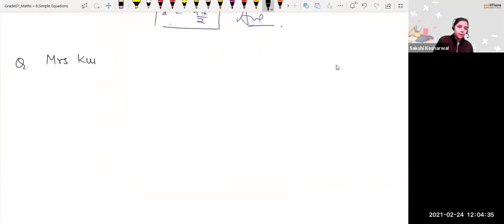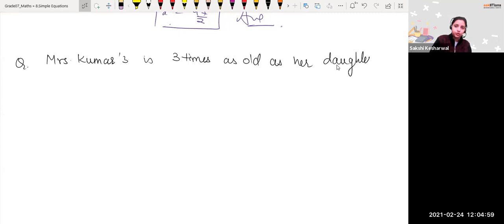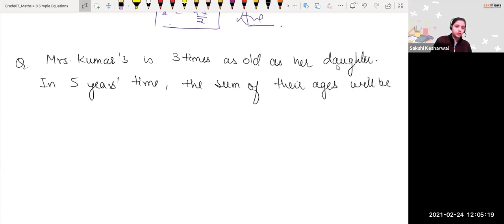Mrs. Kumar is three times as old as her daughter. In 5 years time, the sum of their ages will be 62 years. Find the present age of daughter. This is the question.